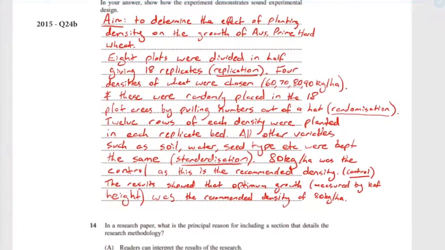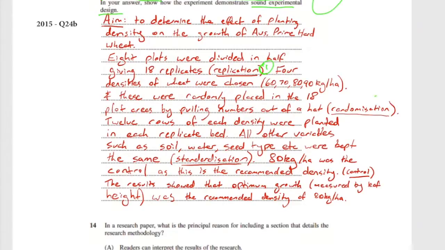The next one. Describe an experiment to test the effect of plant density on growth and yields. In your answer, show how the experiment demonstrates sound experimental design. So I've given the aim here. This is the density experiment, remember, not the light one. So the aim is to determine the effect of planting density on the growth of prime hard wheat. And I've given all 4 things: standardization, replication, randomization, and control here, and shown how I've done it, which is really important. You can't get your 6 marks here unless you have all 4 of these things.